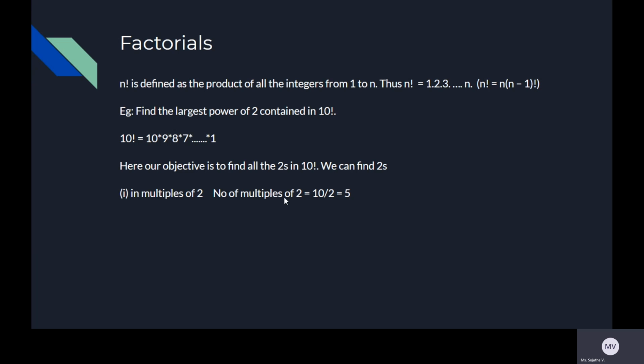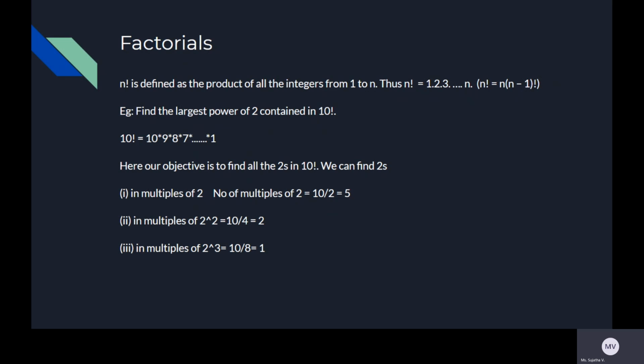Suppose we don't need to count. Then what do we do? We can just divide by 2 and we will get the multiples of 2. So we have 5 multiples of 2 here. Then next, we haven't covered all the 2's. For example, if we take 4, 4 is a multiple of 2. I have just counted 1 2 there, but there is one more 2. So I cannot just stop here. I have to consider multiples of 2 square also. So in multiples of 2 square, I can find 10 by 4, which is 2 multiples of 4.